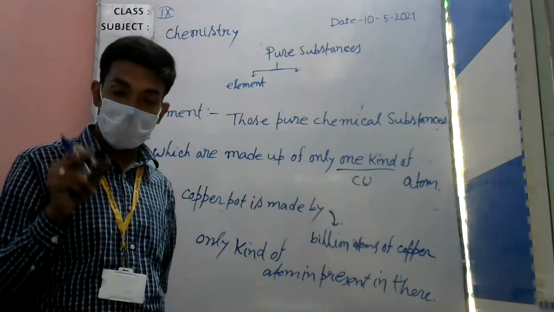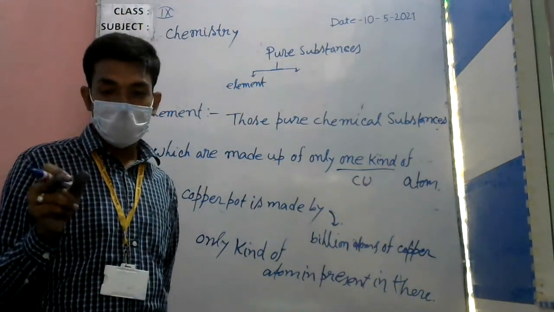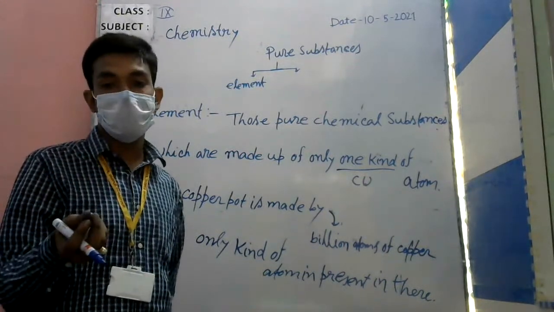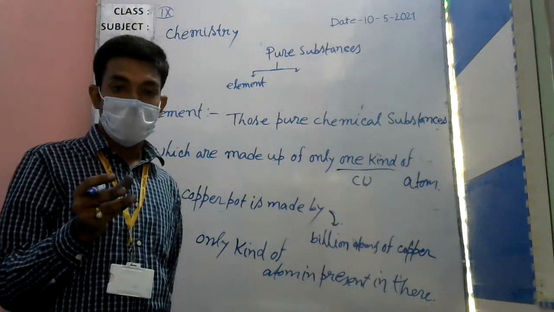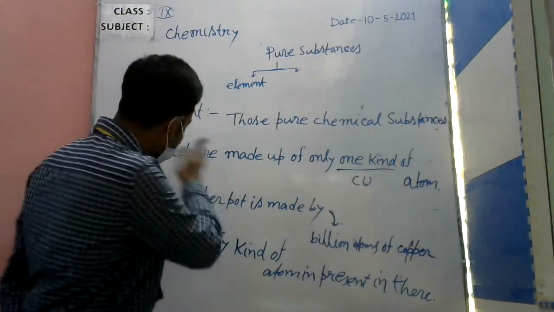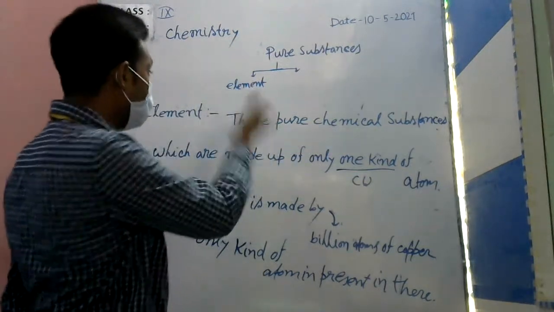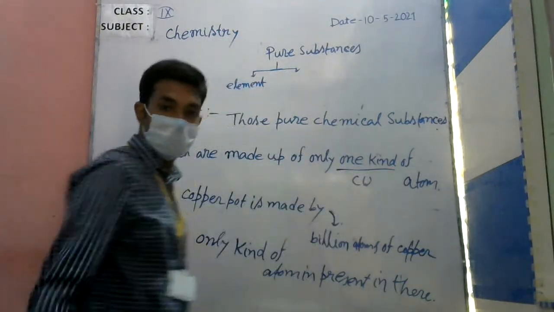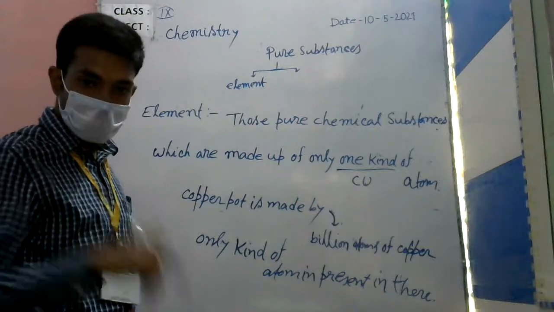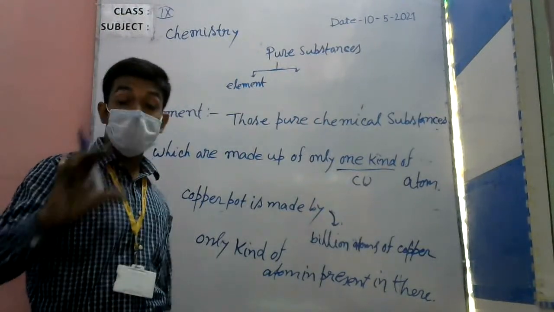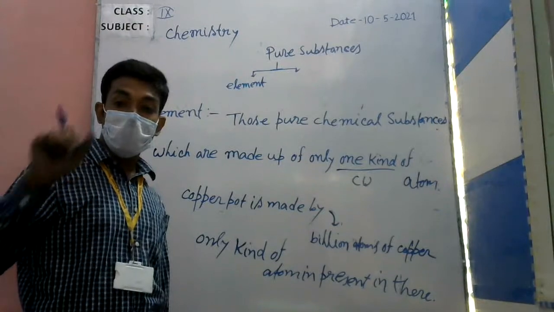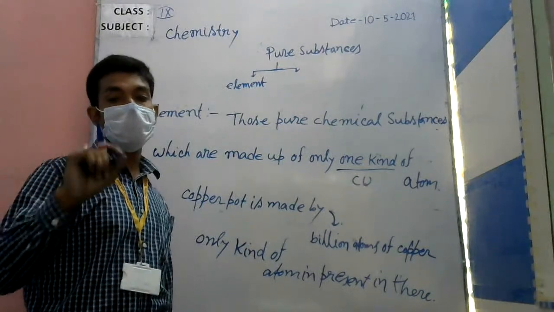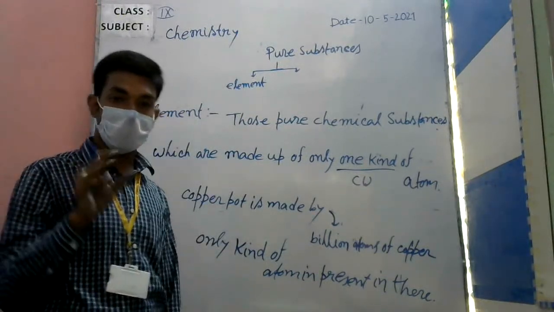This uranium is also an atom, and a huge number of atoms of one type are present, also called an element, because we also see clearly in the definition: those pure chemical substances which are made of only one kind of atom. Okay, so in our periodic table every atom we call is a part of an element. We also called it clearly.